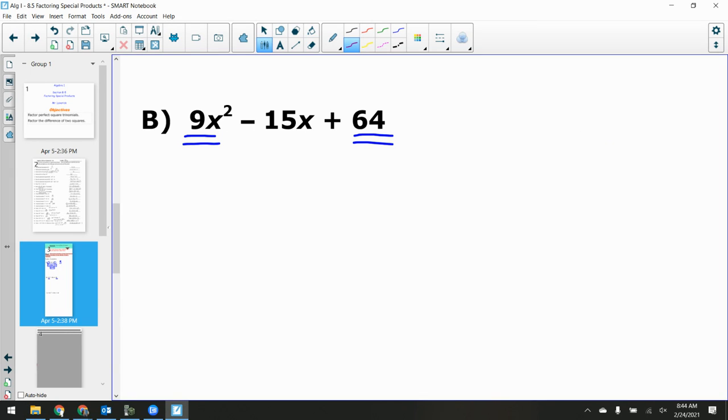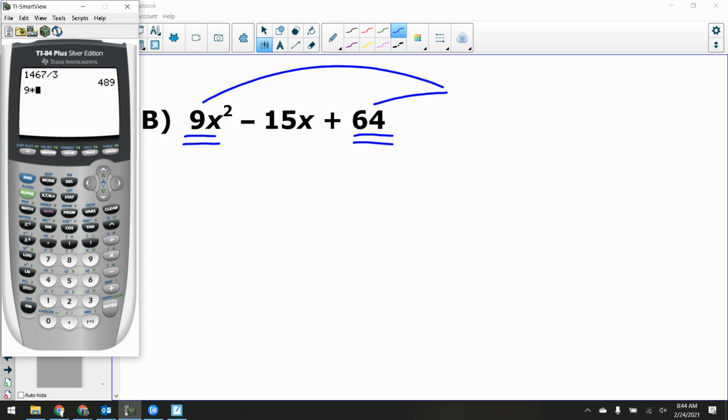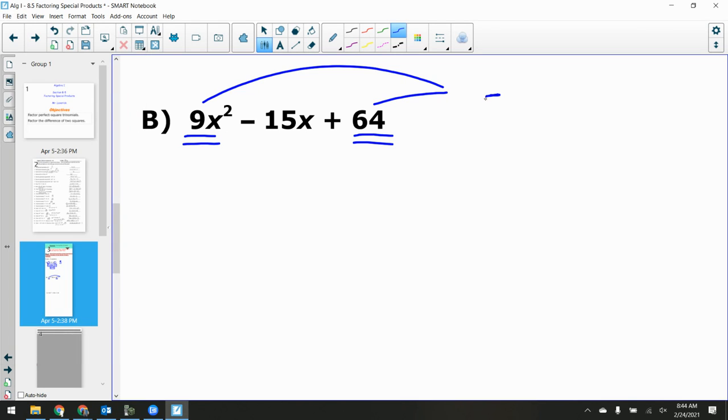So is there a GCF? No. There's no GCF. Okay, so that means I'll have to take my first number times my last number. 9 times 64. That's going to give me a giant number, 576. I want to find the factors of 576 that add together to get negative 15.